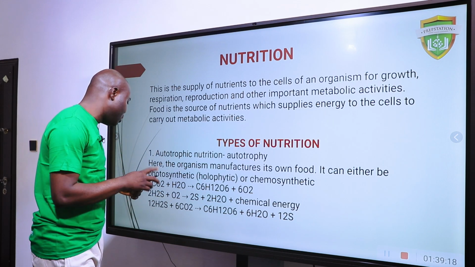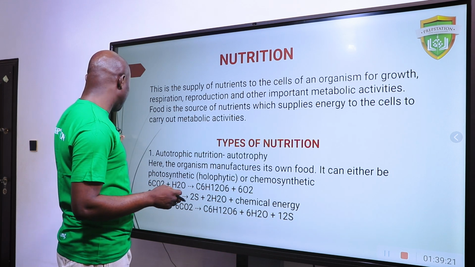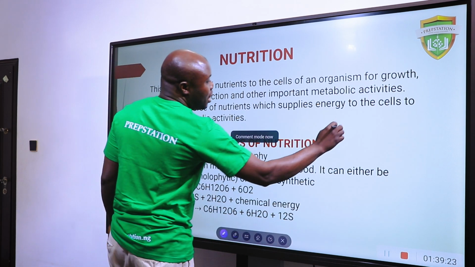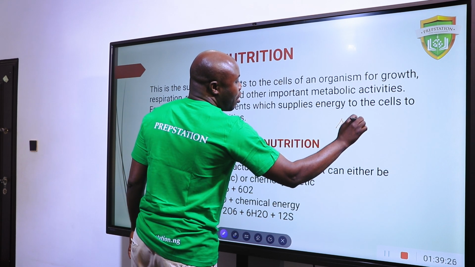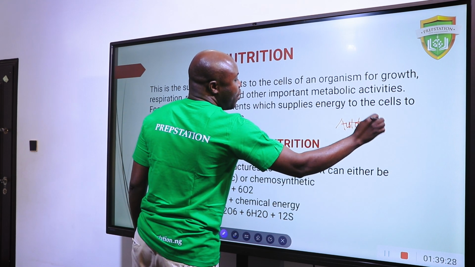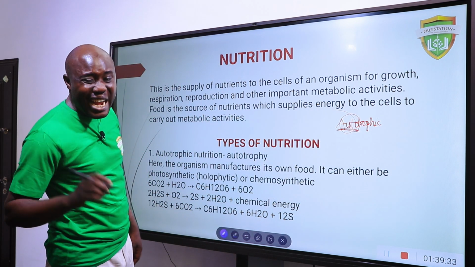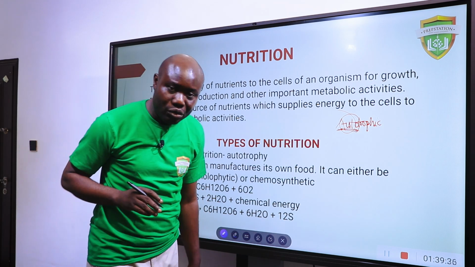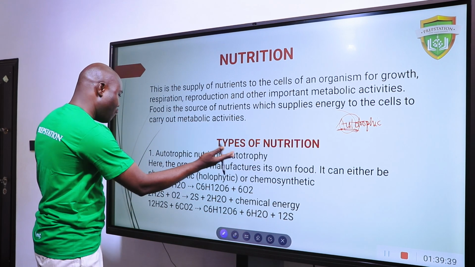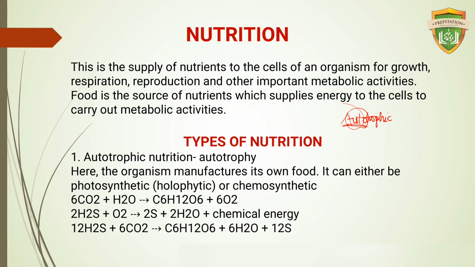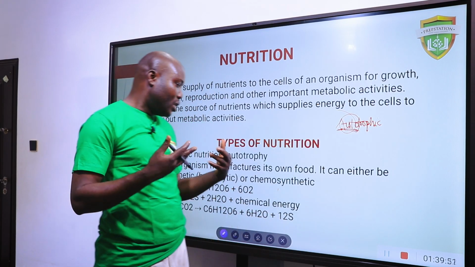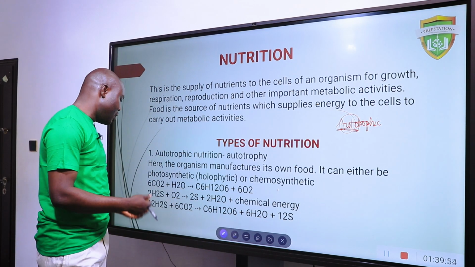So what are the types of nutrients? We have autotrophic nutrition. If they say something is autotrophic, that means it has a way of producing its food by itself. It does not depend on any other organism to get its food. It can produce by itself. So we have autotrophy. The organism manufactures its own food. It can either be photosynthetic, which is holophytic, or chemosynthetic. In the case of chemosynthetic, they use inorganic substances to produce their own food.